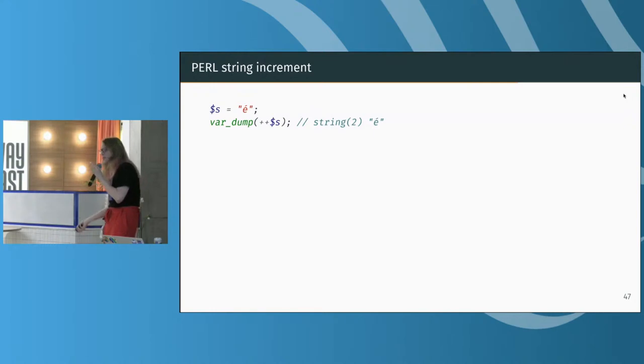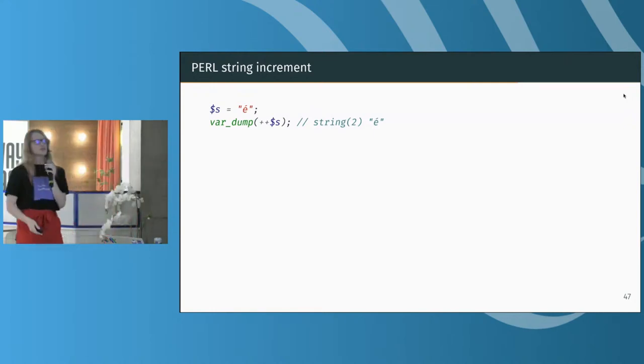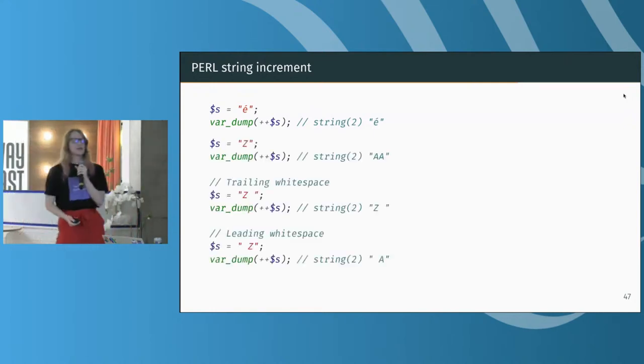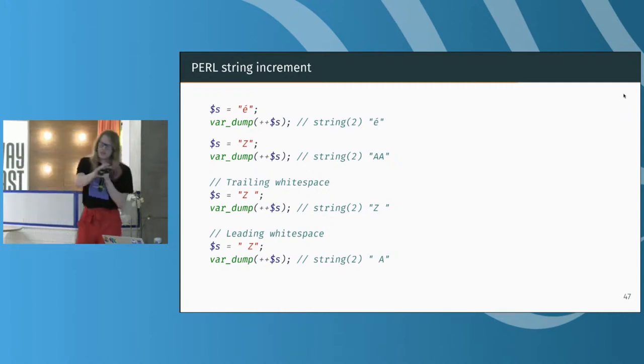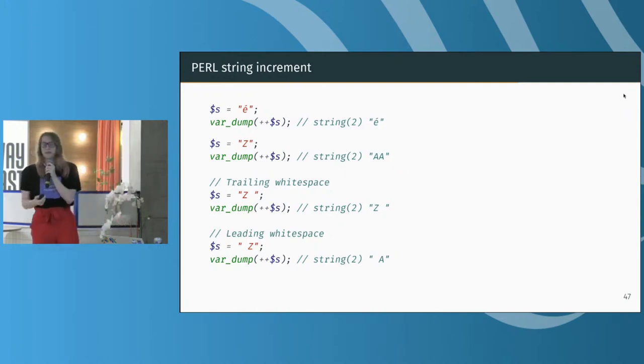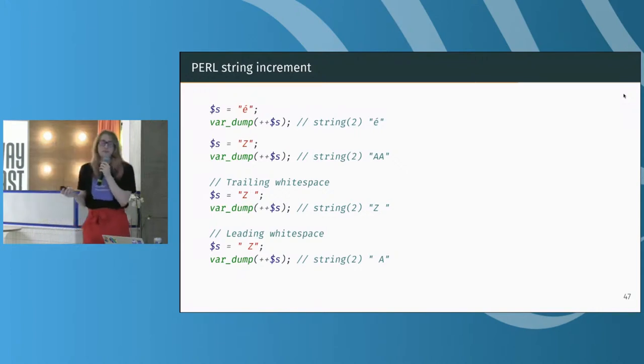So the Perl string increment only actually works with ASCII characters. So yeah, it doesn't accept something like E acute. Z overflows to AA, but the overflow is kind of weird. If you have trailing spaces, it just doesn't work. And if you have leading white space, it just loses the carry. The Z gets cast to an A, and then the carry just gets lost because we hit the beginning of the string and there are no more characters to change. So I don't know why. Why not?